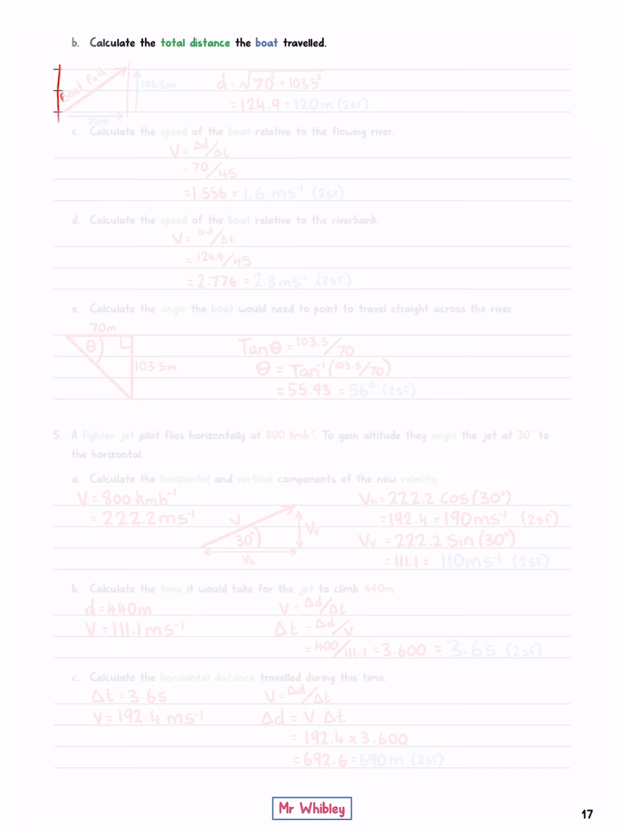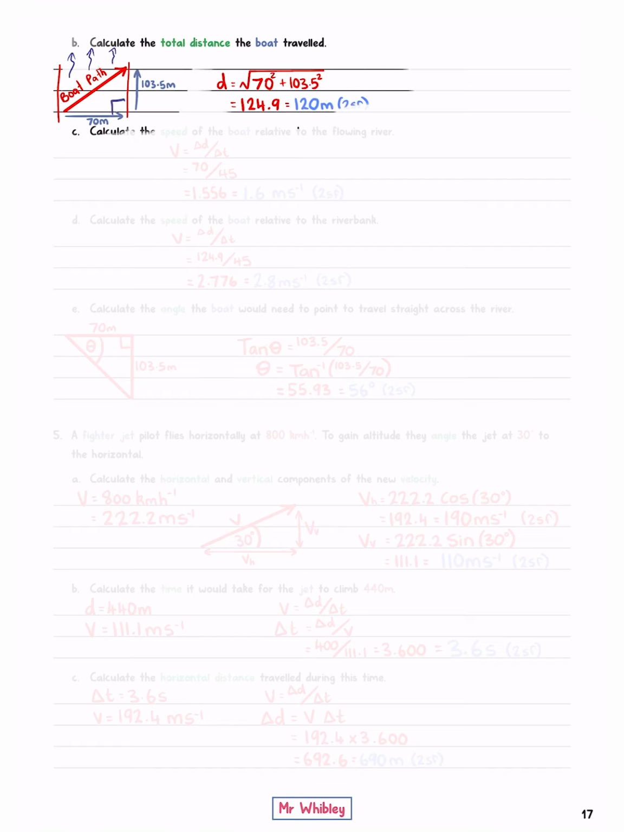And so if we imagine our river once again, our boat traveled 103.5 meters downriver, where the river is flowing this way. We know that the river is 70 meters wide, and we know that the boat was taking a path like this. The boat path, which is what we're trying to find, is the hypotenuse of this right-angled triangle. So we can just use Pythagoras, which gives me 124.9, or 120 meters to two significant figures.